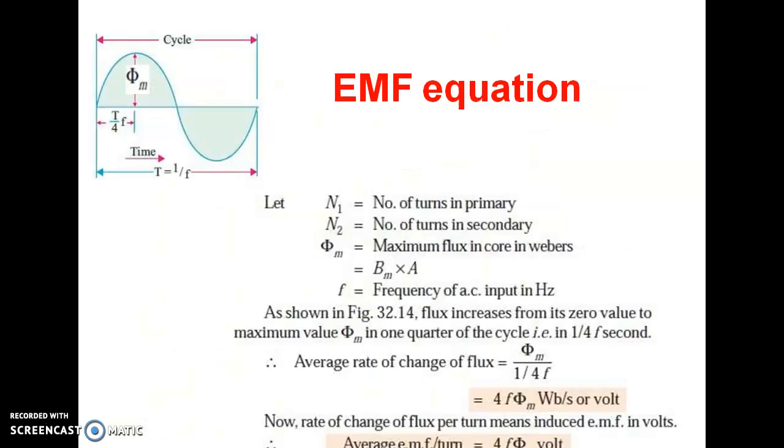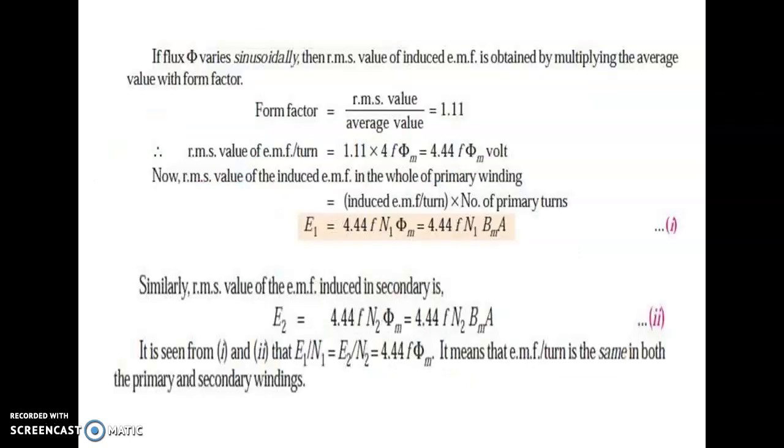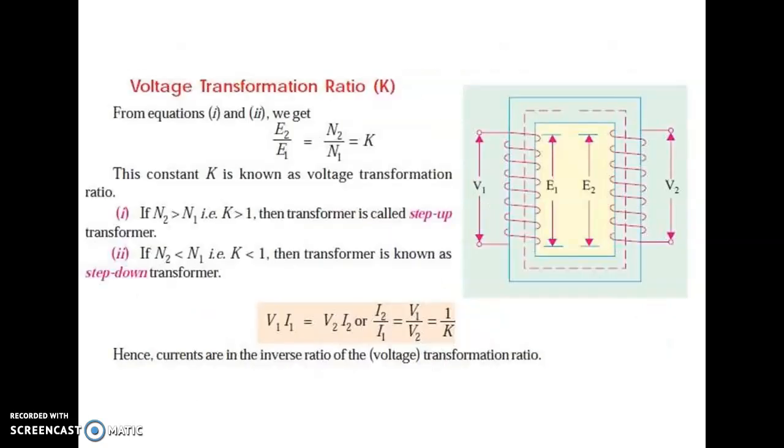EMF equation of a transformer. According to Faraday's law of electromagnetic induction, average rate of change of flux equals phi m by 1 by 4f, so 4 f phi m. And form factor, which is defined as RMS value by average value, is equal to 1.11. E1 equals 4.44 f N1 Bm into A. Similarly, E2 equals 4.44 f N2 Bm into A. Transformation ratio K is defined as E2 by E1 equal to N2 by N1.